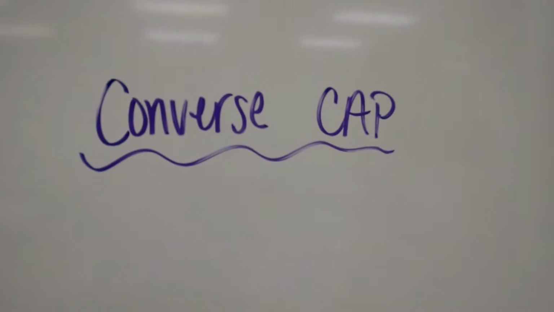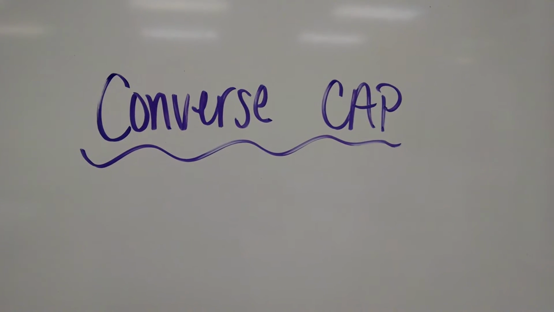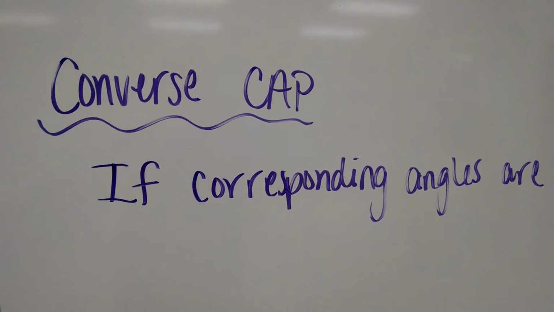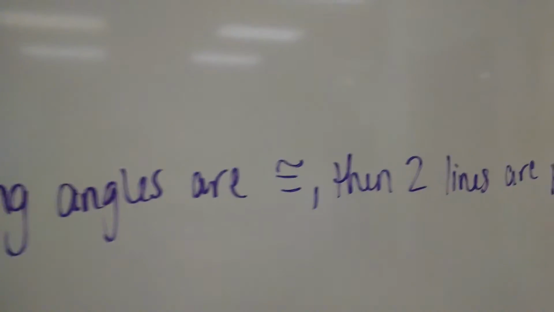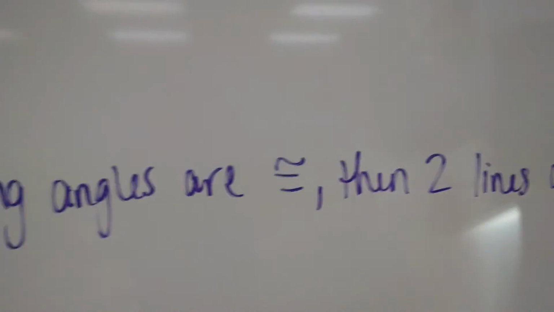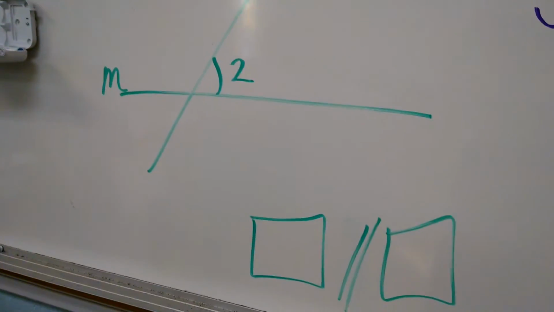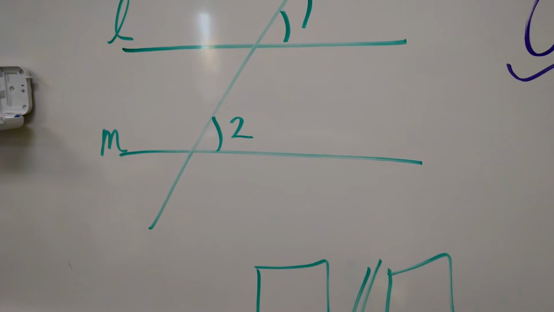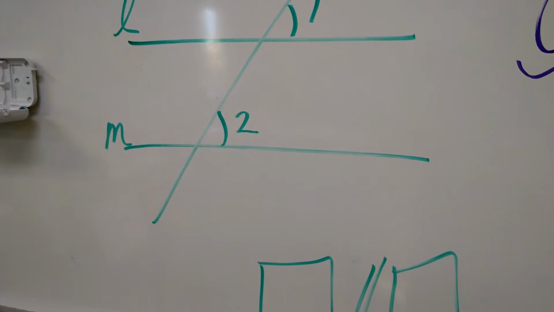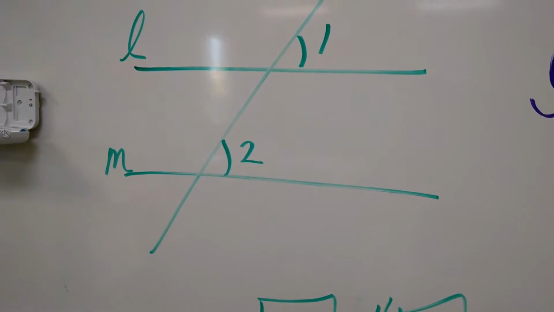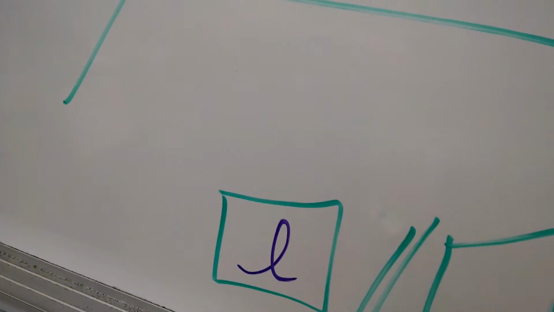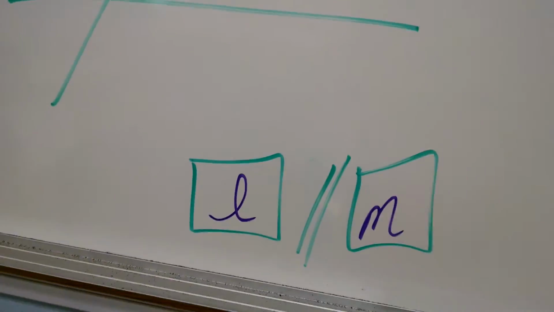So take a second, pause the video, and let me know what the converse is. So we should say that if corresponding angles are congruent, then the two lines are said to be parallel. So in the box on the first part of your notes, if I'm telling you that the two angles are congruent, then what can we say about those two lines? It should be that they're parallel. So please fill in those two boxes that L is parallel to M.